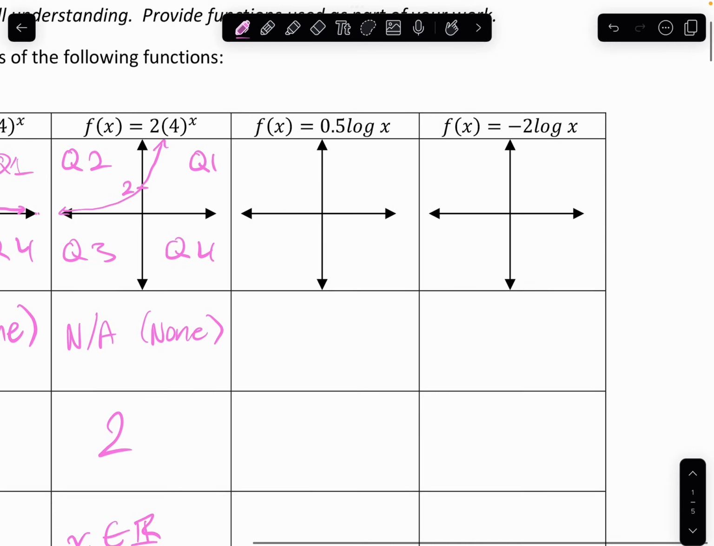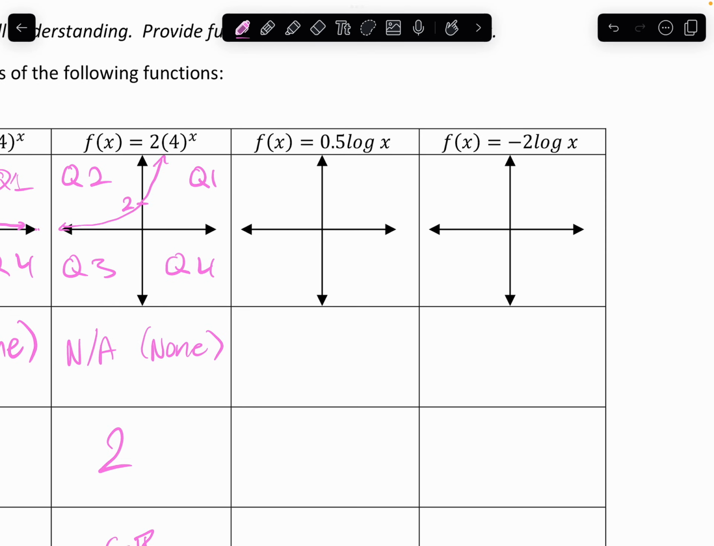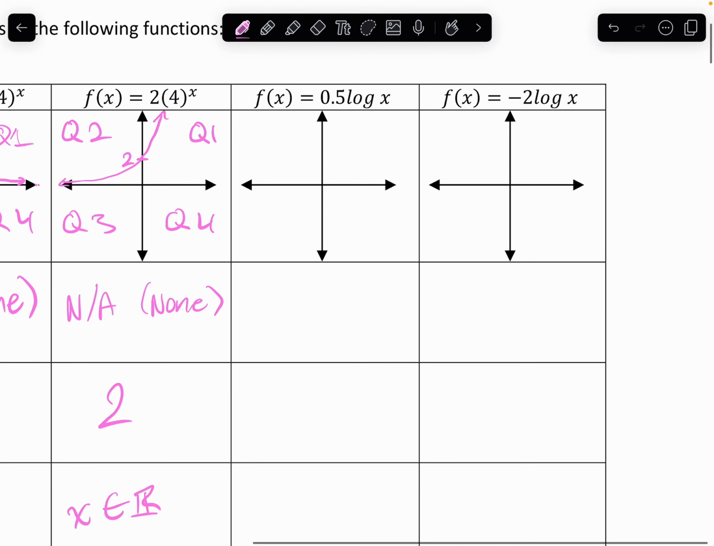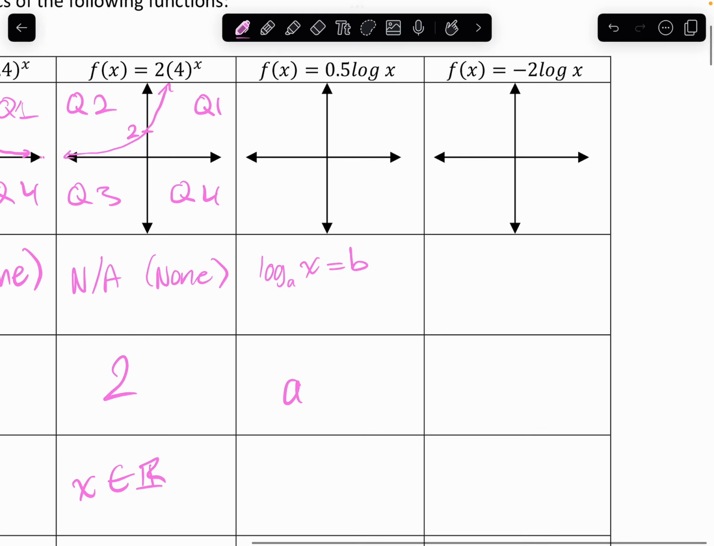Perfect. Next one, 0.5 log x. Okay, so first I'll just quickly go over what a log is. If you have log a, b, well actually a to the x equals b, right? So you can pick whatever base you want for your log. It's saying a to what power equals x. So for example, you don't need a calculator for this stuff. If you have like log 2, 4 equals 2, this is a, this is b, right?